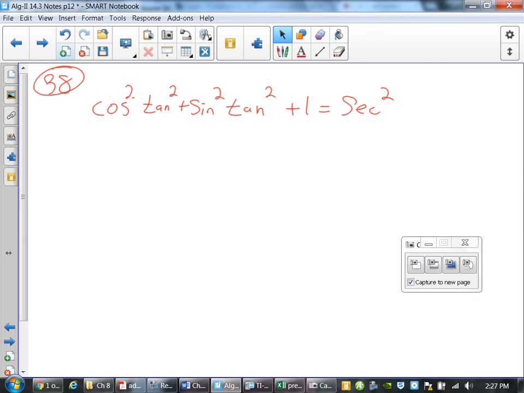38. Cosine squared times tangent squared plus sine squared times tangent squared plus 1 equals secant squared. All done. Check mark, smiley face. Okay.